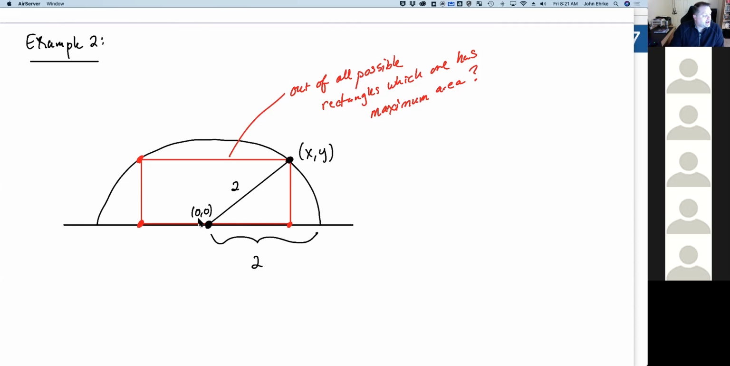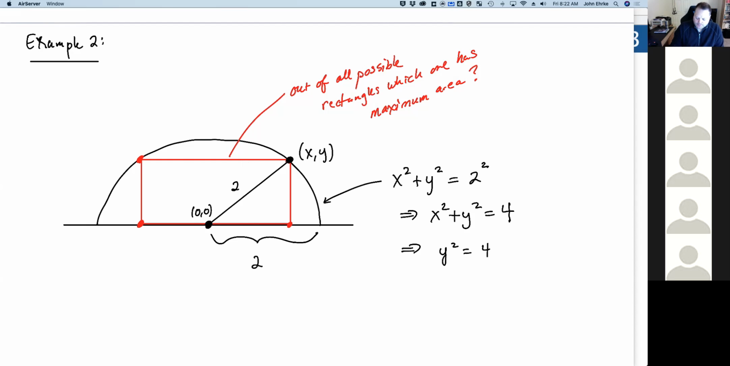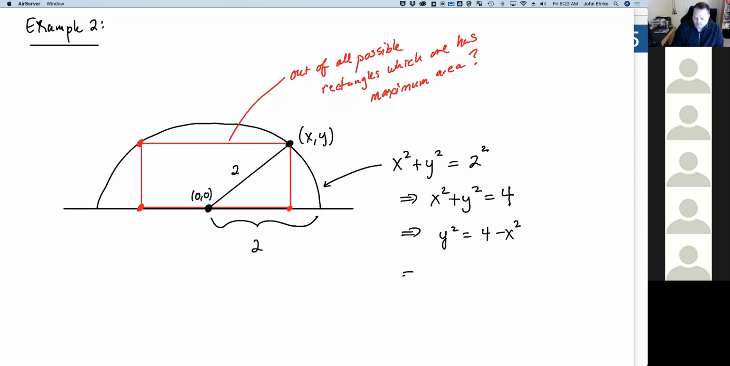So I'm laying out a coordinate grid to help me with this. Now, since I know it's a semicircle of radius 2, I know that this is the graph x squared plus y squared equals 2 squared, which is x squared plus y squared equals 4. If I solve for y, y is plus or minus the square root of 4 minus x squared.